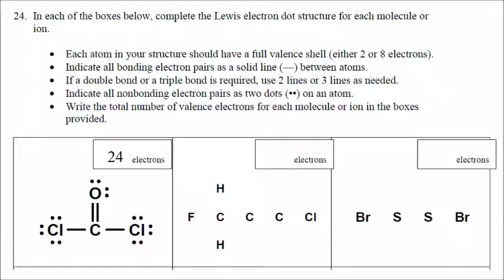Our next example, we have 3 carbons. So 3 times 4 is 12. We have 2 hydrogens with 1 electron each, so that's 14. And then we have 2 halogens, each of which have 7. So 14 plus 14 is 28. We'll start with single bonds.